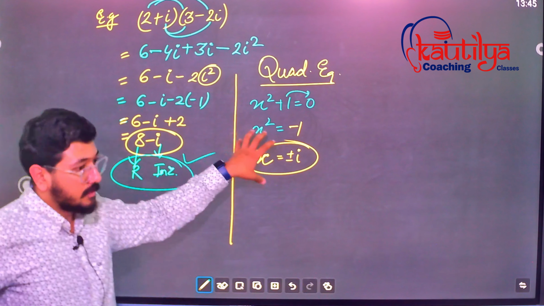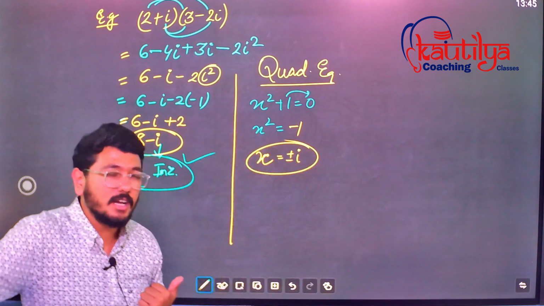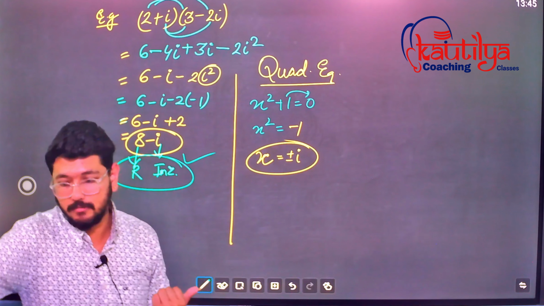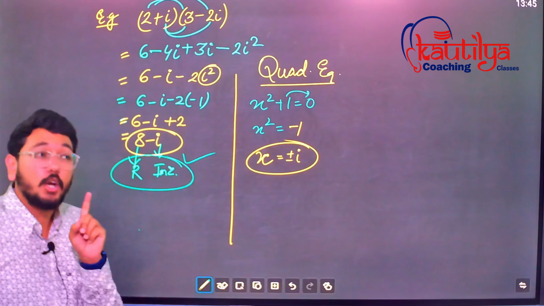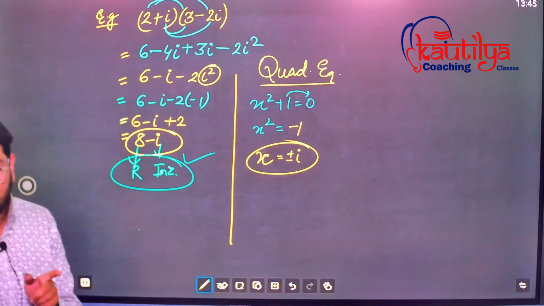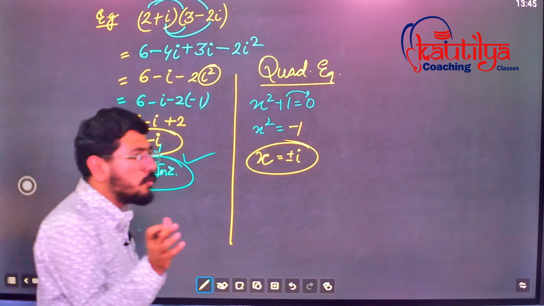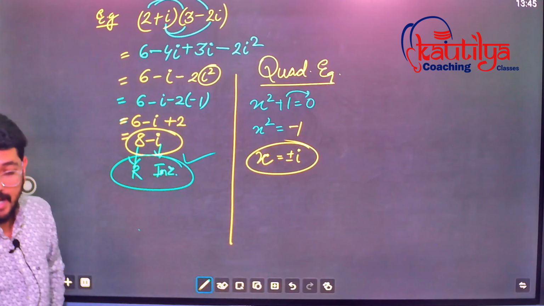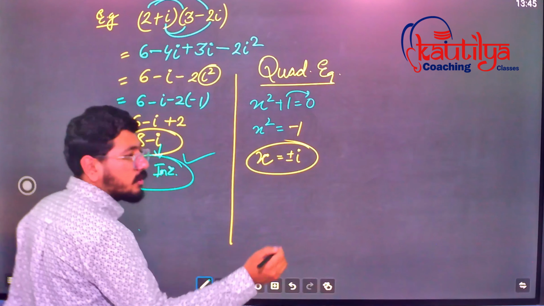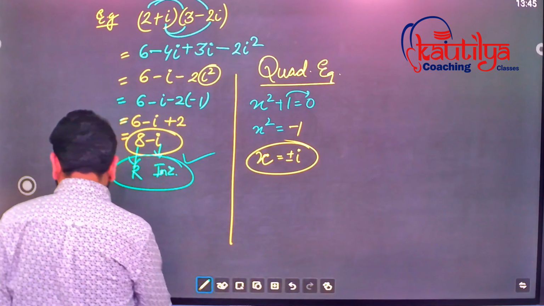See, this equation has no real roots. Basically it has no real solutions, but in complex numbers it has two beautiful roots, and what are the roots there? That is plus minus iota. Let's go for another example.